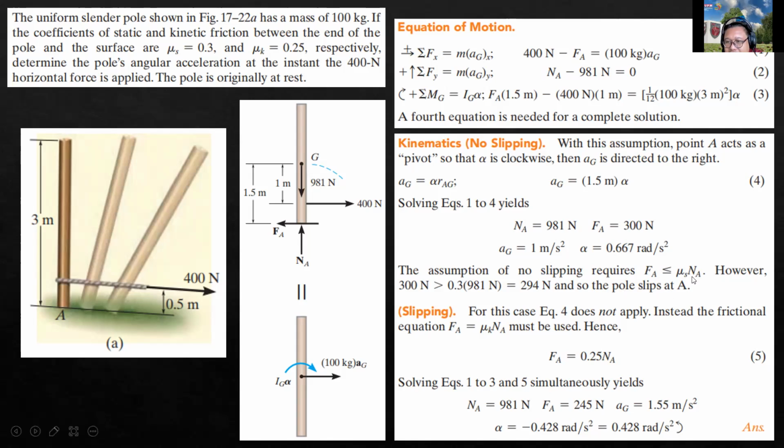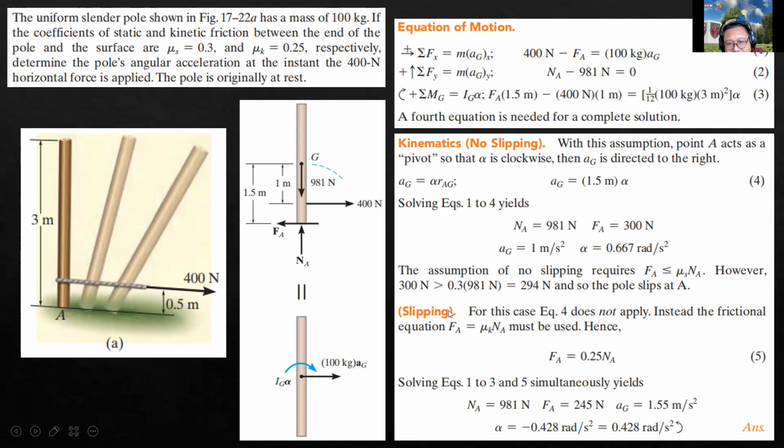This must mean that the friction at point A must be greater than FA. However, when we calculate, we found that FA is bigger, and therefore we know that the pole slips, because this particular value is less than 300, right? So the pole slips.